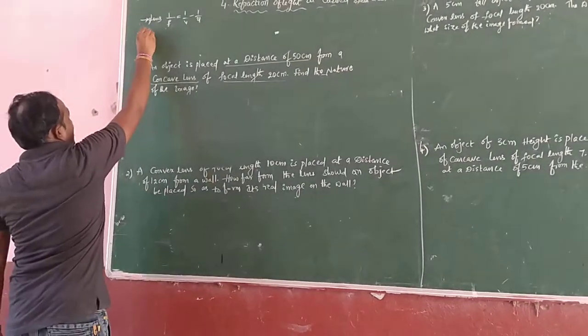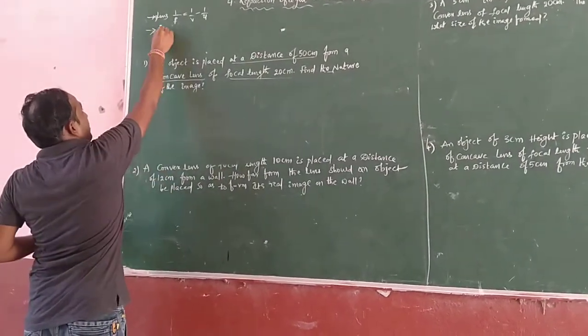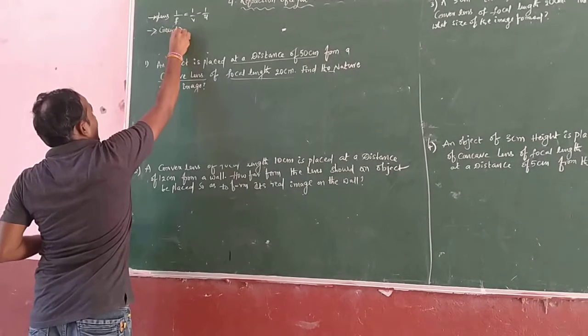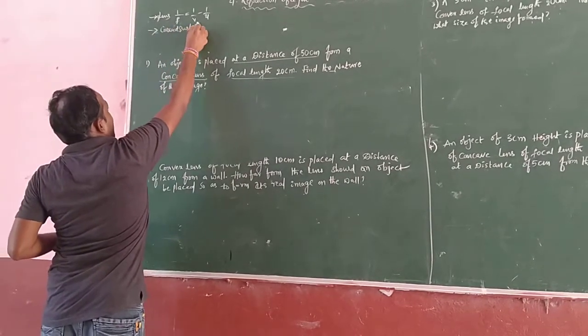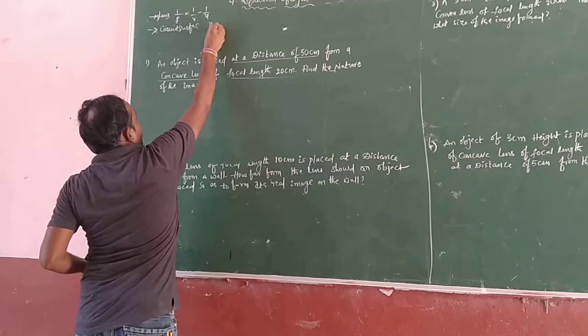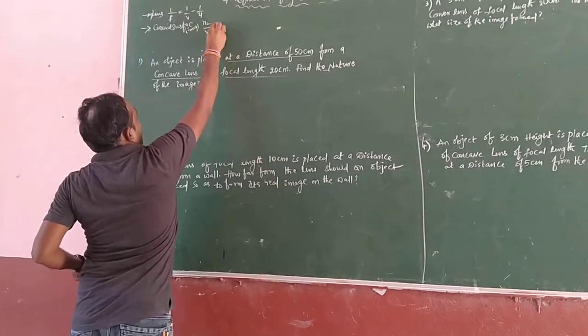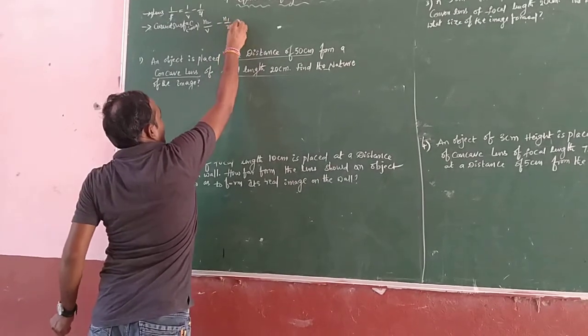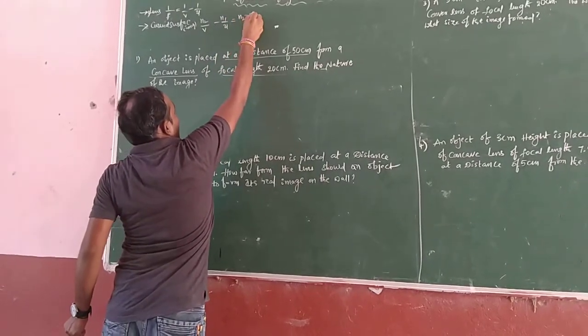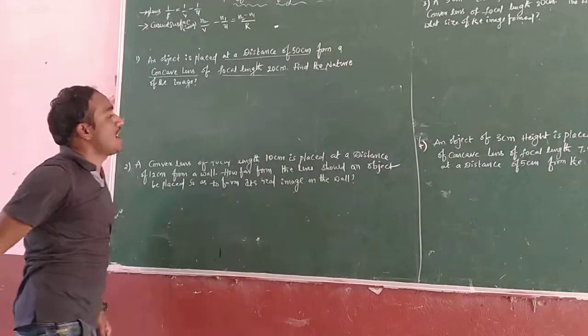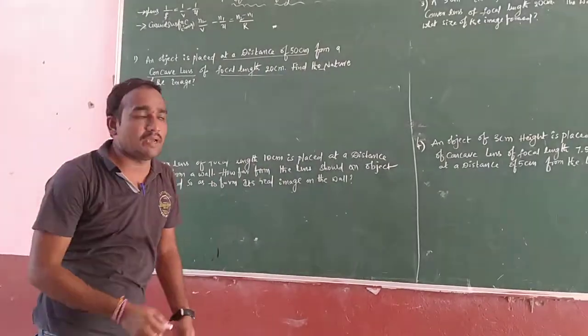The second one is the curved surface formula, or image formula: n2/v - n1/u = (n2 - n1)/r. It is the formula of the curved surface, or image formula.